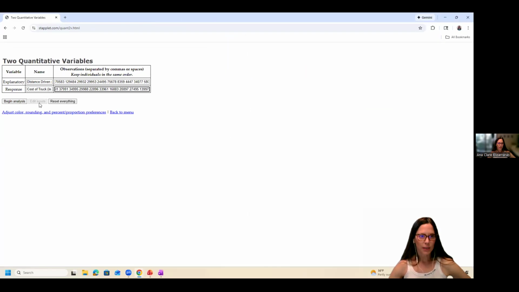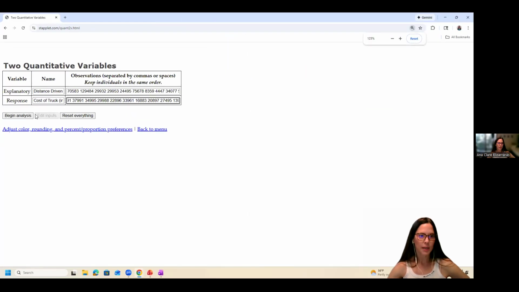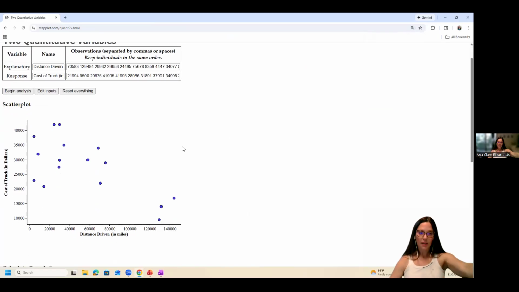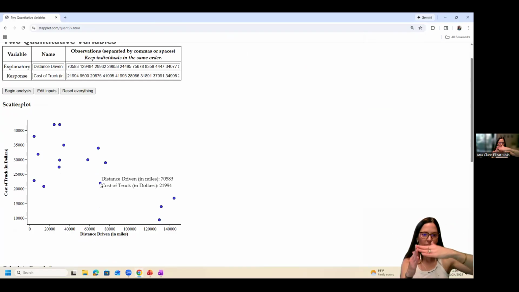So now I'm going to make this a little bit bigger and begin my analysis. When I begin my analysis, my scatter plot is created for us. The explanatory is the X values. So I would have plotted a point at 70,583 on the x-axis, probably around here, right in the middle. And then I would have gone up to 21,994 for cost. Oh, there you go, right there. That's the point. So that X value first, Y value, they meet and you make a dot. Each of these corresponds to one truck, and it has the dollars that it costs and the miles that it has been driven. This is how you create a scatter plot.